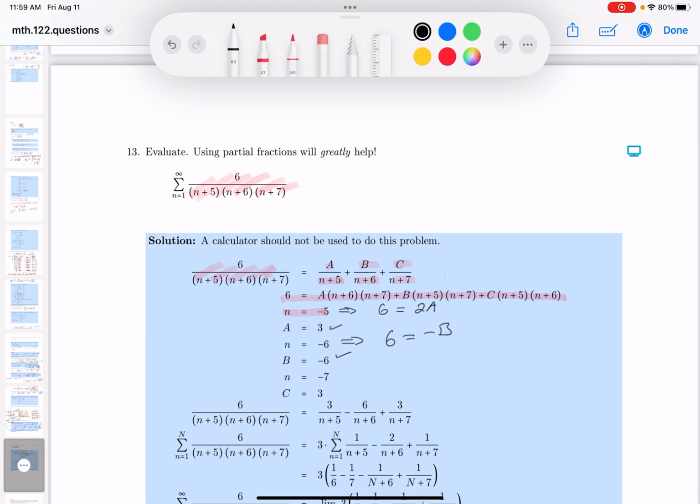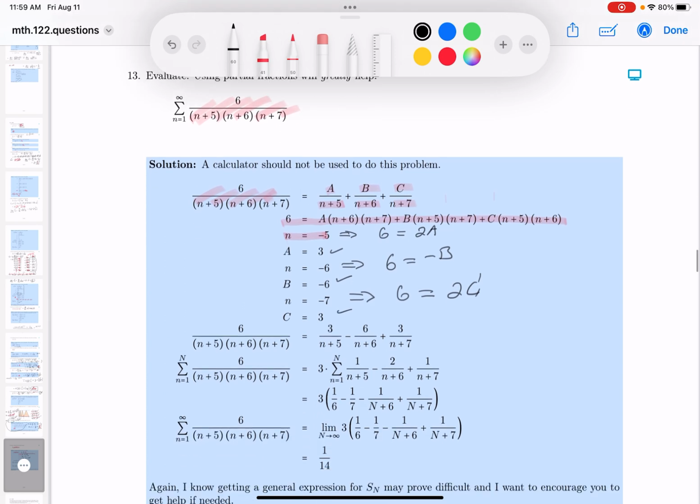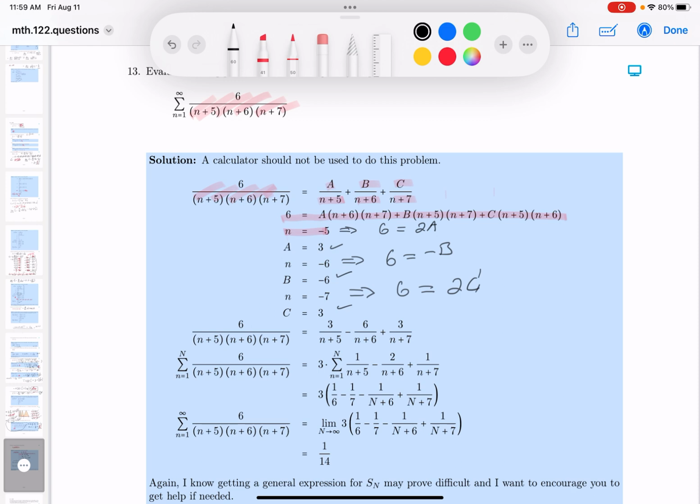All right, let's go for the next one. n is minus 7. You're still going to get 6 on the left side. On the right side, the first two terms disappear, and then you get minus 2 times minus 1, which is 2, so 2C. What does that give me? Let's see, 3. All right, so I break it up into those three terms now: 3 over n plus 5, minus 6 over n plus 6, and 3 over n plus 7.